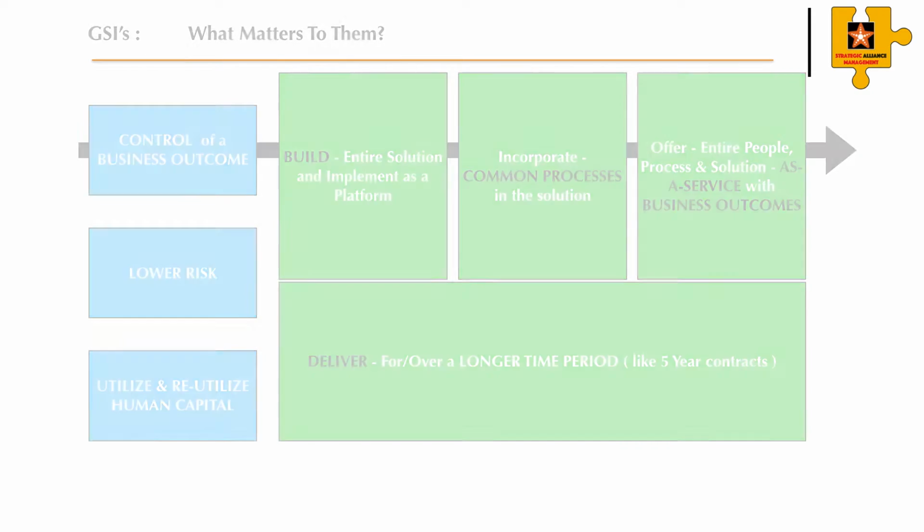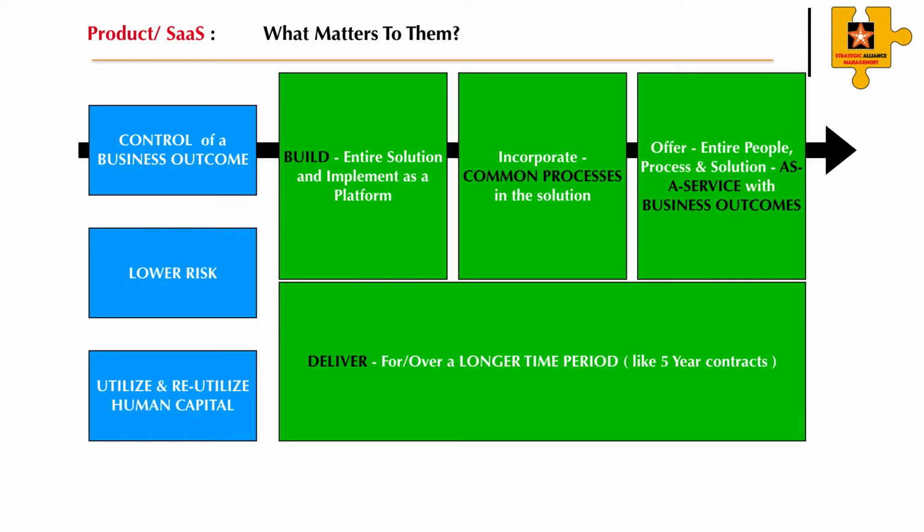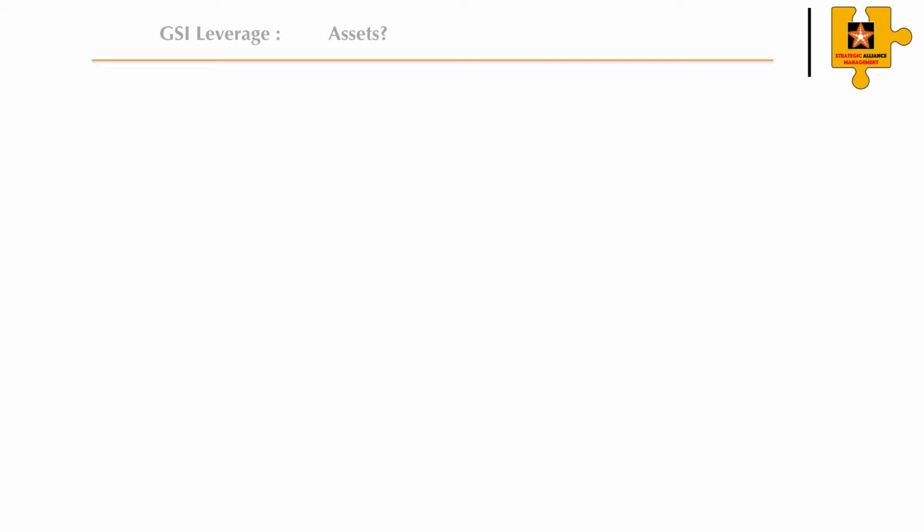Cool? Okay. Now, in this process, if you're a product and a SaaS company, what matters to you? The answer is, if you're a product or a SaaS company, you need to sell this product along with the GSI asset. And that's the key. Now, why is that? Let's look at the same diagram over here.